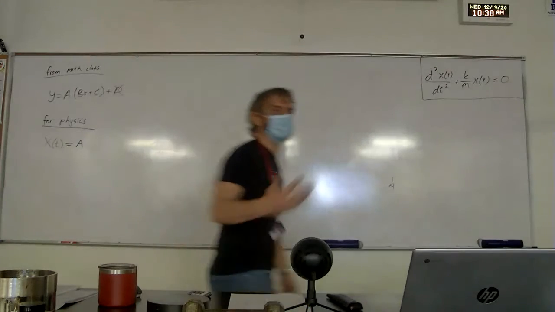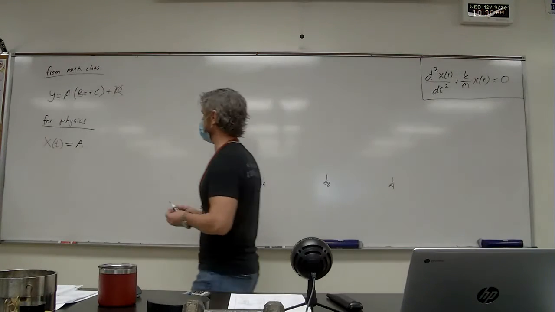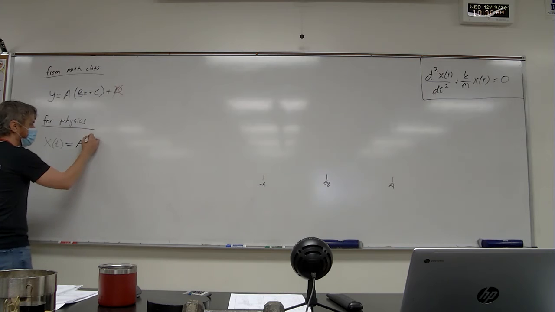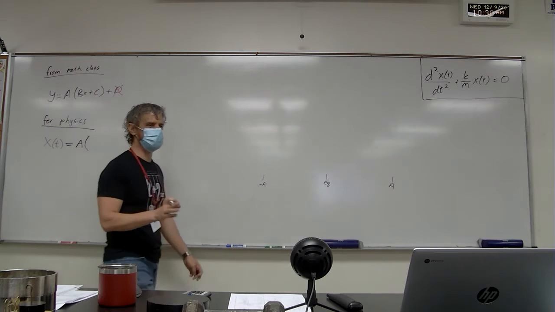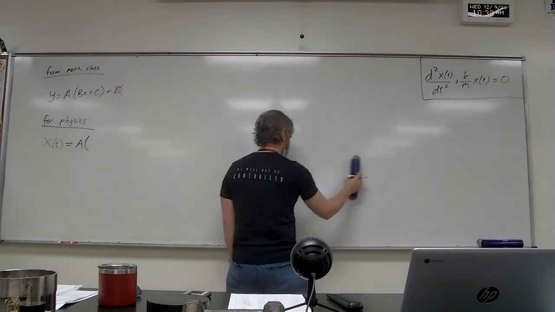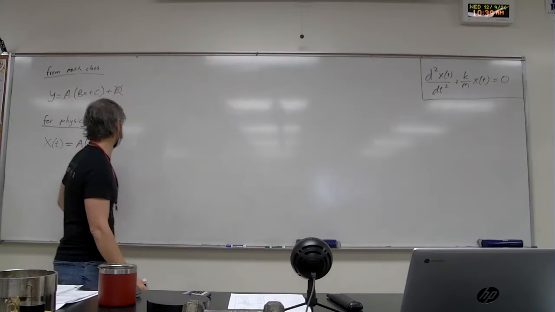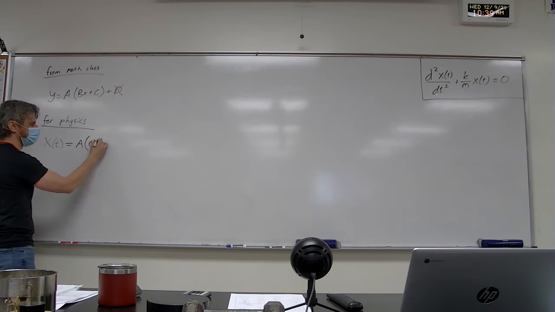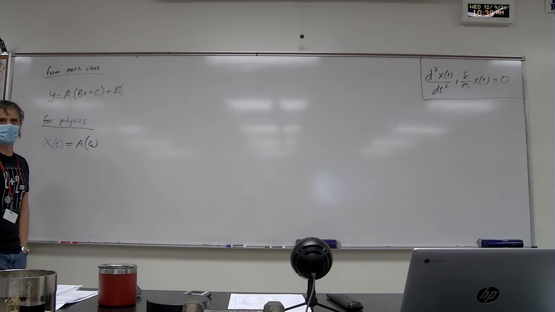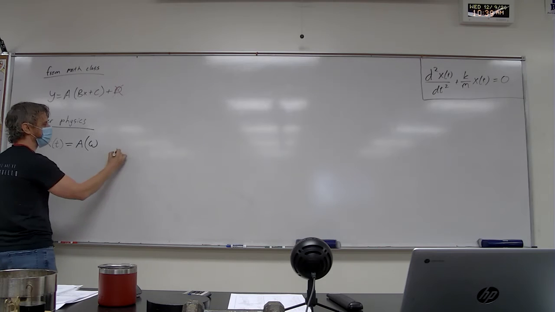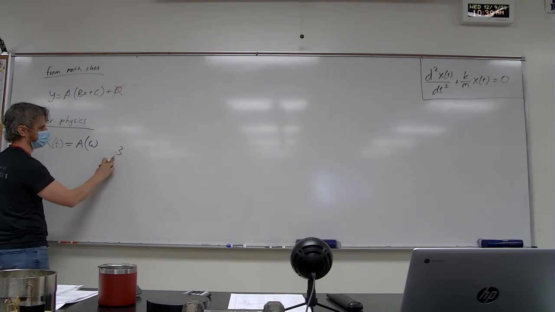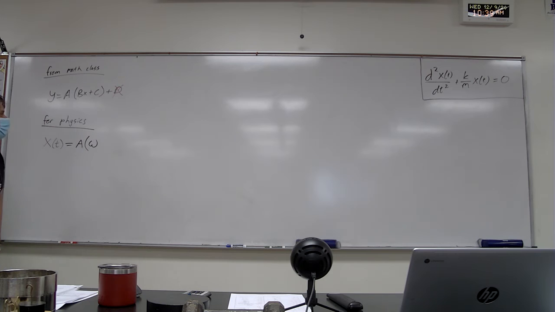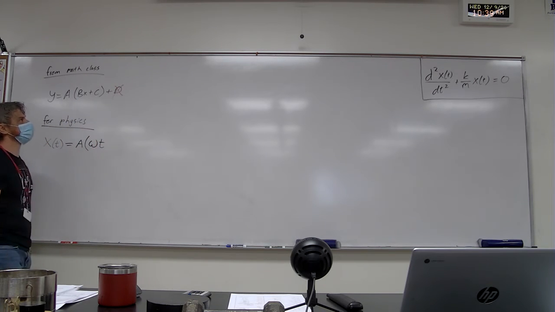So the amplitude is the same as in your math class. We use the same letter, A. But then for B, we use something that is very confusing for a lot of students. The thing that replaces B is omega. And then we're talking about a function of time, so x gets replaced by t.